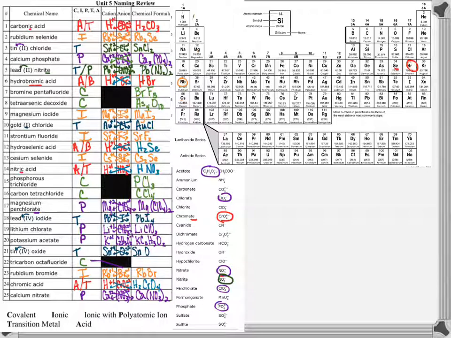Oh, it looks like I forgot a covalent compound. So here I have tricarbon, so I would have 3 carbons. Octafluoride. Octa means 8. And it looks like that's it.